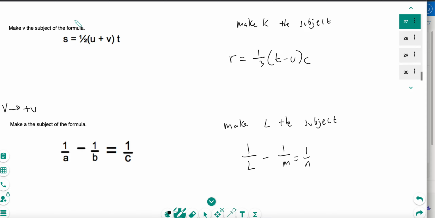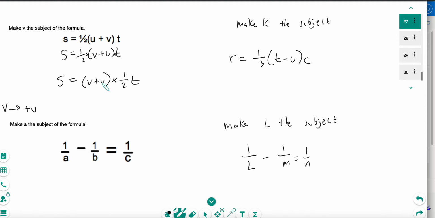Here, make v the subject of the formula. So first I see it's u plus v. When you're adding, order doesn't matter, so I'll put v plus u instead, because v is our subject, v plus u, t. So s equals half times v plus u times t. When you're multiplying, order doesn't matter, so let's put the subject in front. So I'll do v plus u times 1/2 times t, which is the same as 1/2 t.